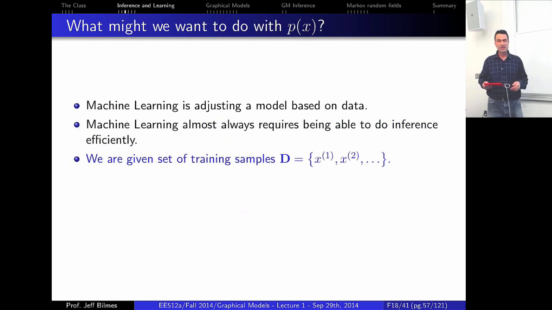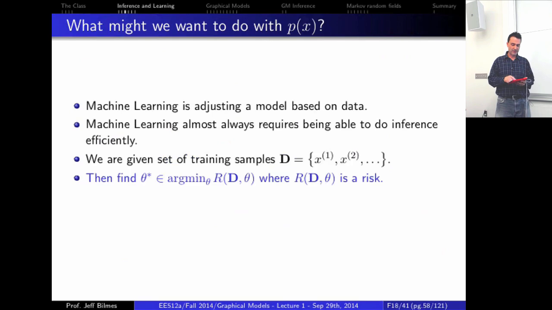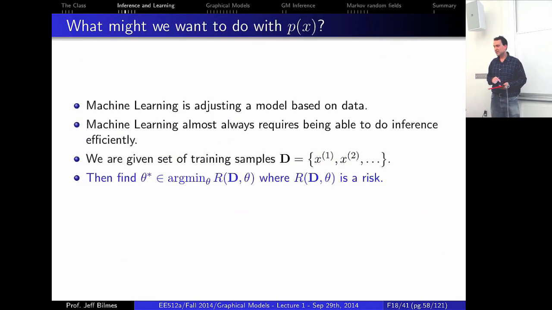So now what is data? I mean, data basically has the following form. We're given a set of training samples. And let's use D as the set of training samples. I'm not saying how many there are, but there's just some number of samples, and they're indexed by the superscript inside of parentheses. And then machine learning, one very, very general form of machine learning, would be basically saying, finding theta. So let's say that theta is some set of parameters that govern the probability distribution.